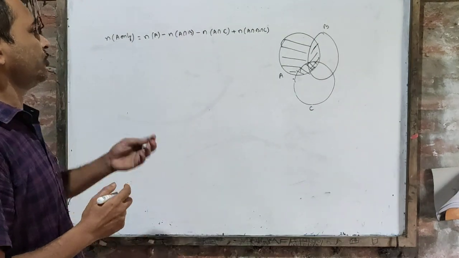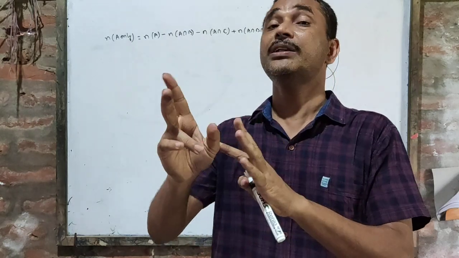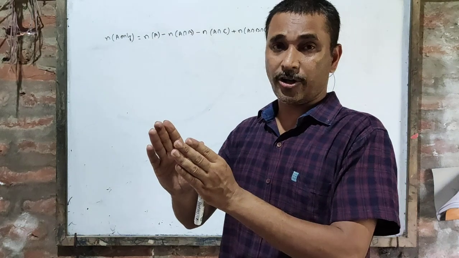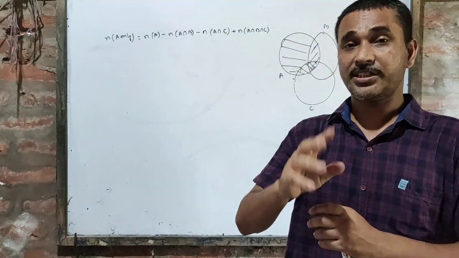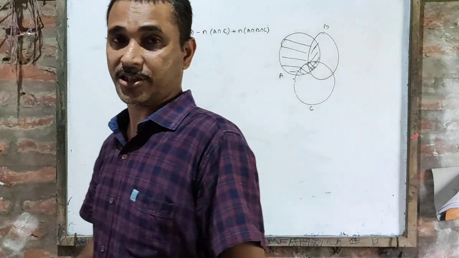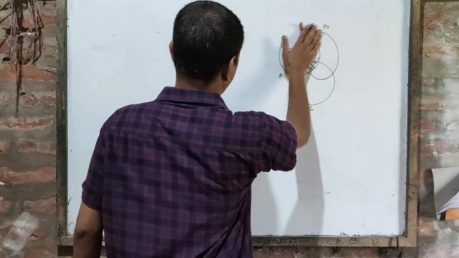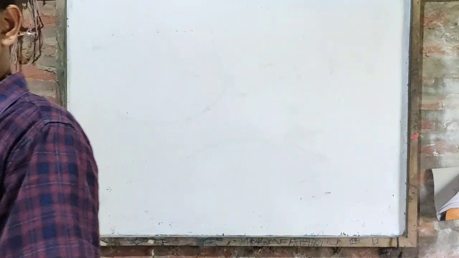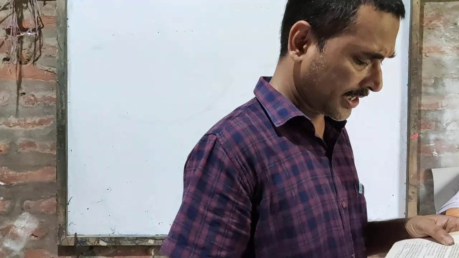Similarly, n of B only will be what? N of B minus intersection of B with the other two sets. N of B intersection A minus n of B intersection C plus intersection of the three sets, A intersection B intersection C. Okay, like this. Now let us move to the question. First of all, the question is given in terms of percentage. So we will take n of U as 100.